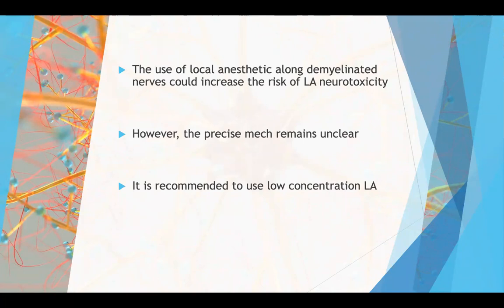The main argument is that the use of local anesthetics along demyelinated nerves can lead to a higher risk of local anesthetic neurotoxicity. However, the precise mechanism remains unclear. So far, most of the guidelines recommend using a low concentration of local anesthetic in this population.